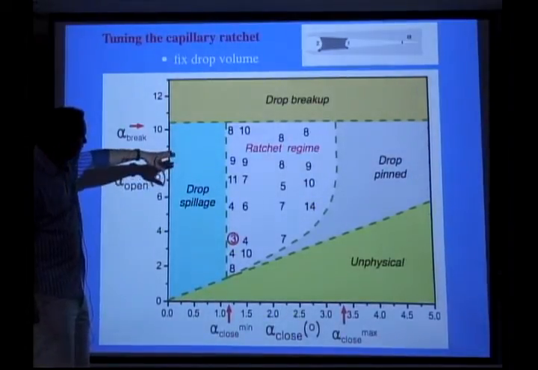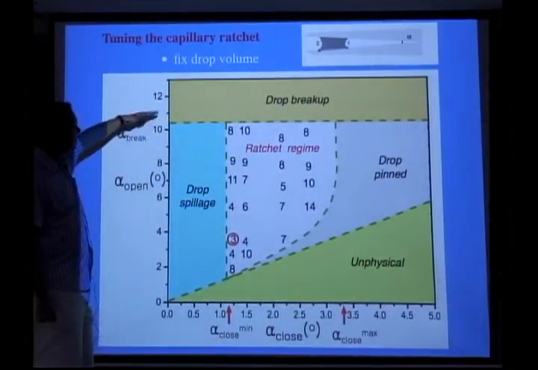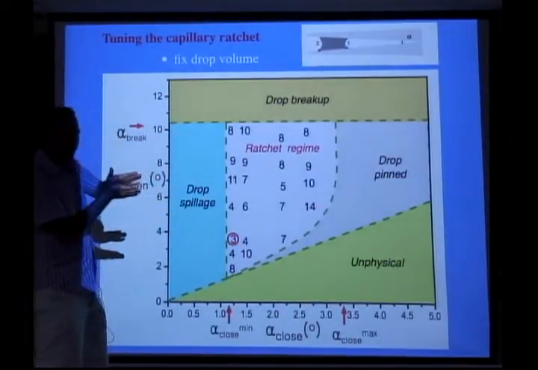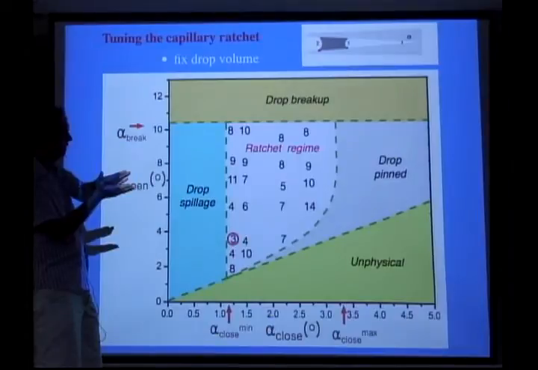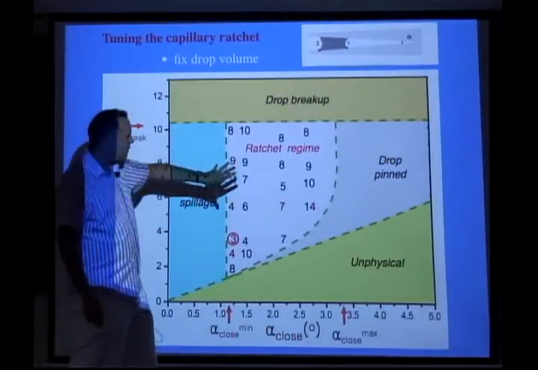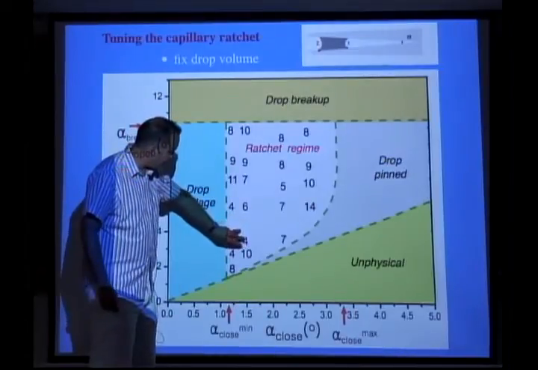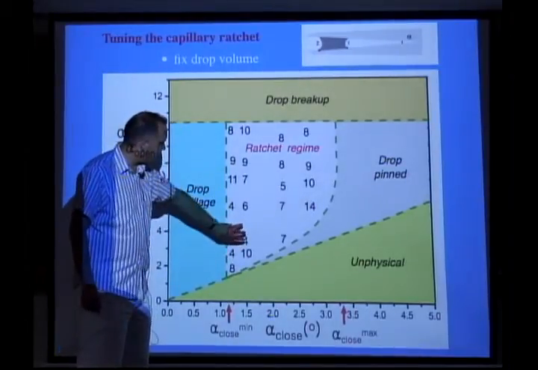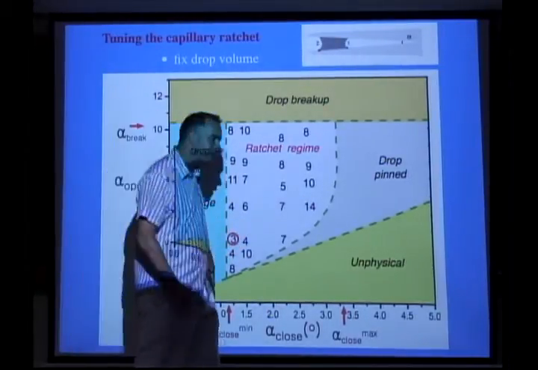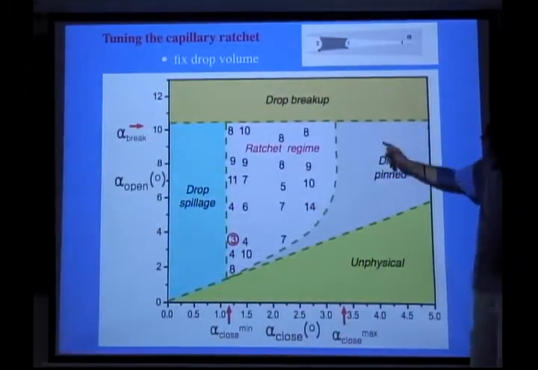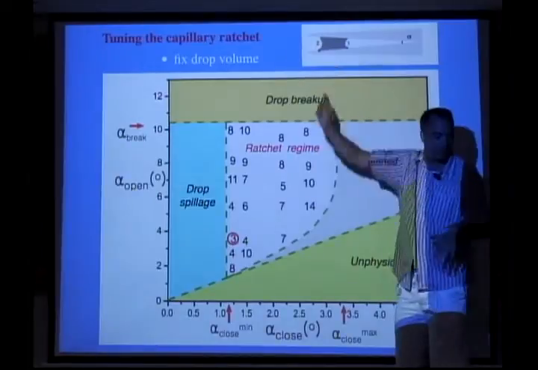If we open the beak too much, of course the drop will break. If we don't move it enough, the drop will just stay pinned. But there's this intervening region where we have this ratcheting motion, and it's basically optimally tuned here. So you can basically get, in 3 cycles, you can move the drop from the tip to the mouth of the bird.